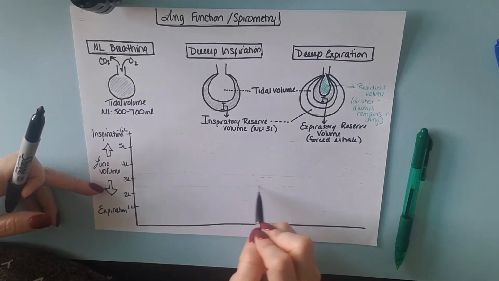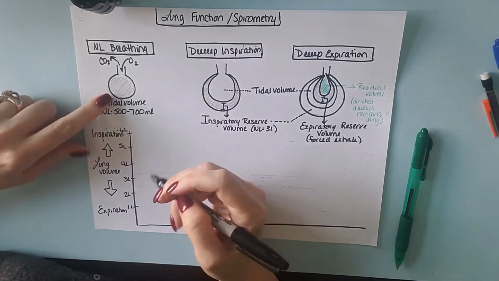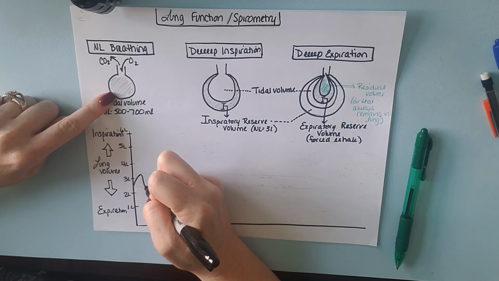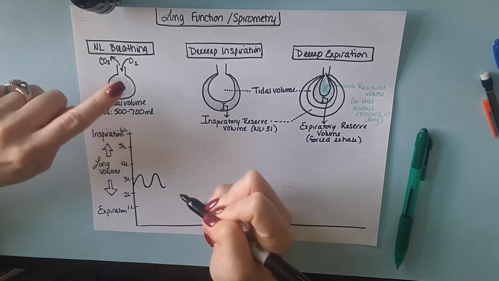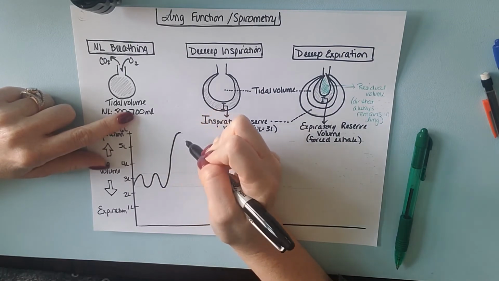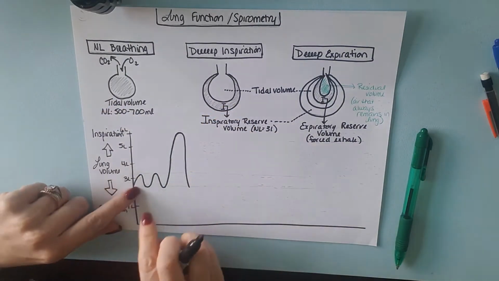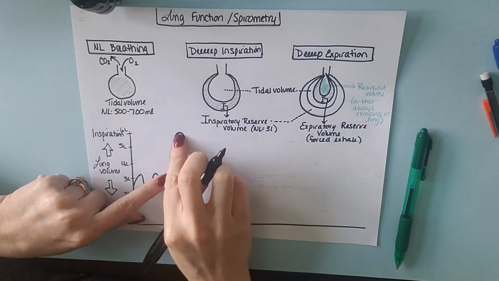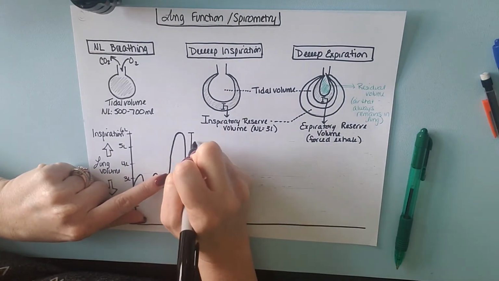Okay, so when I'm breathing in normal tidal volume, that's what it looks like. Normal breathing. If I want to take a deep breath in, it goes all the way up and then exhales and then back down to normal tidal volume. So this volume right here is the inspiratory reserve.